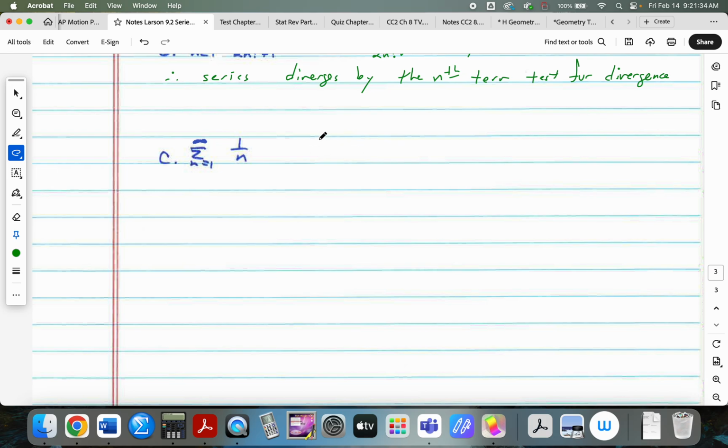Let's take a look at this one. If we take the limit as n goes to infinity of 1 over n, that's equal to 0. You're like, great, this one converges. Well, we don't know. At this point, what do we know? More work is needed.